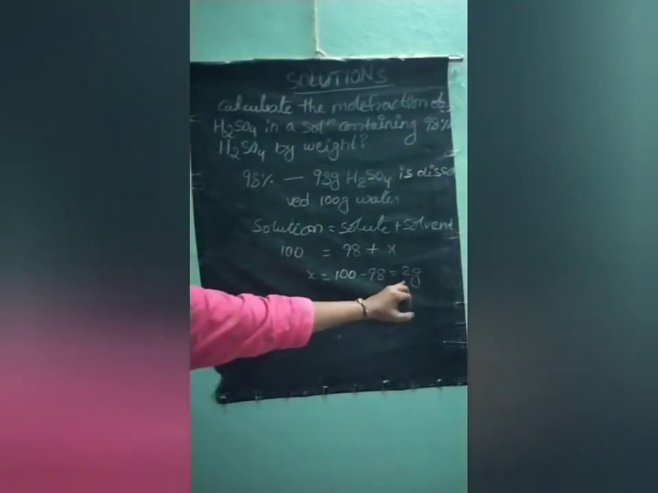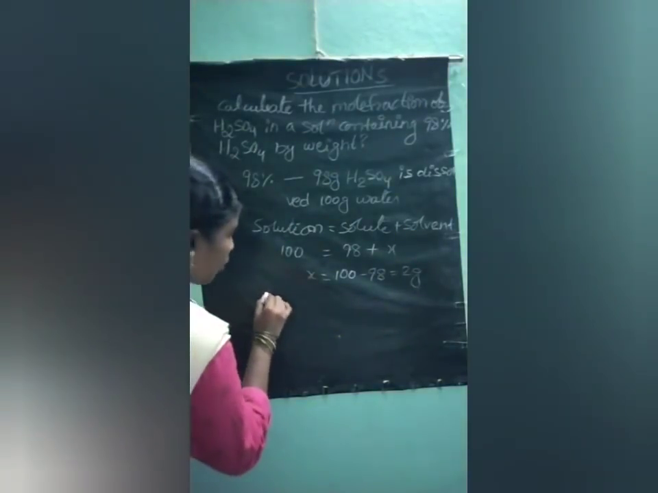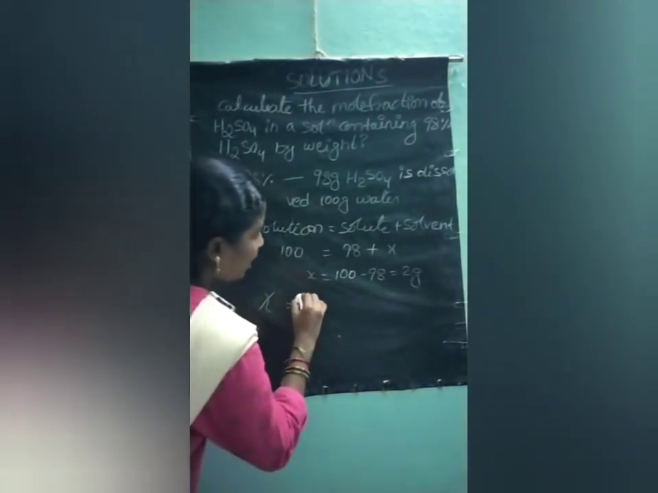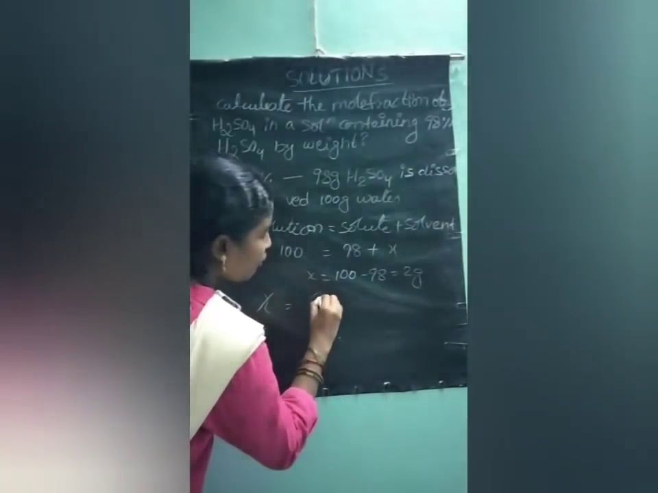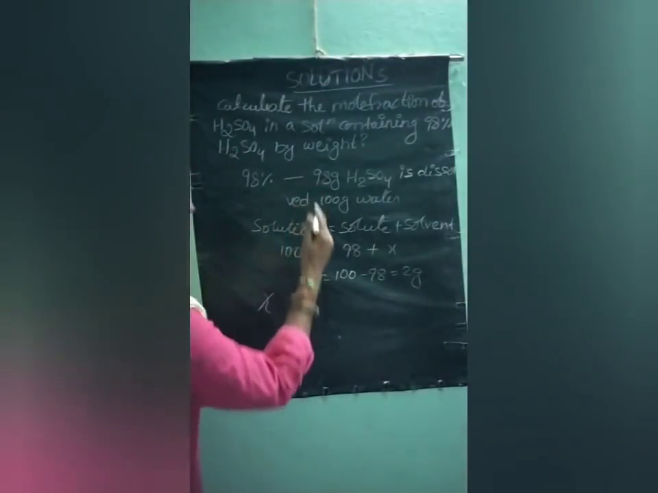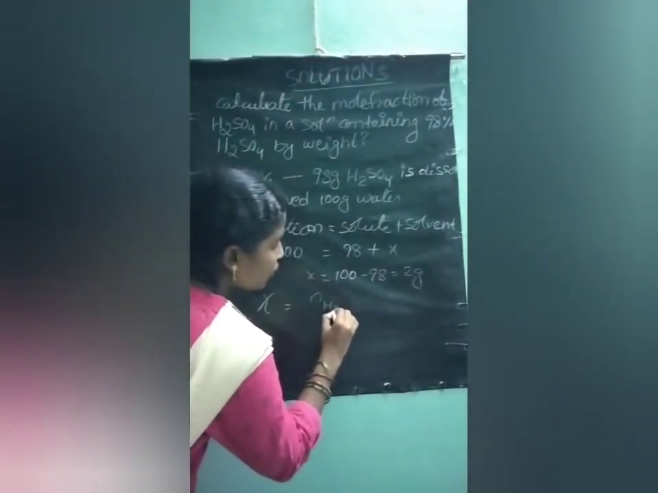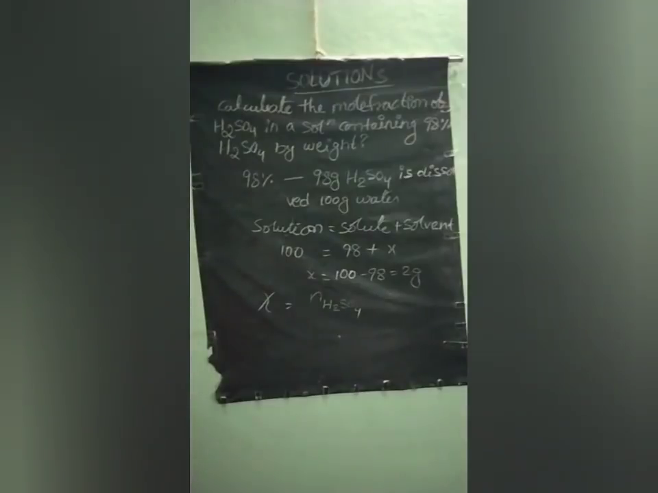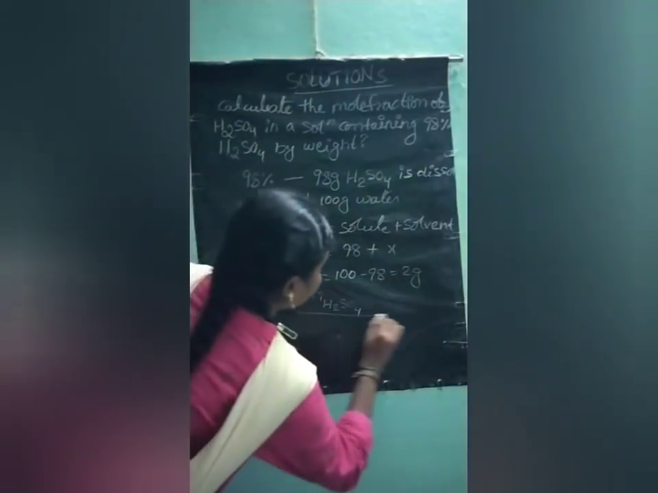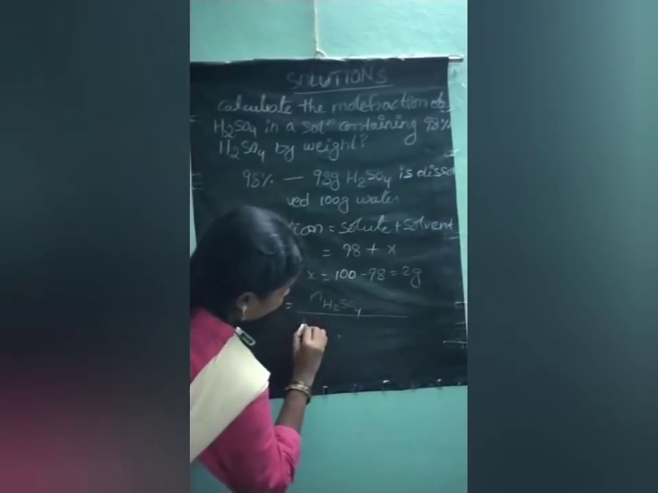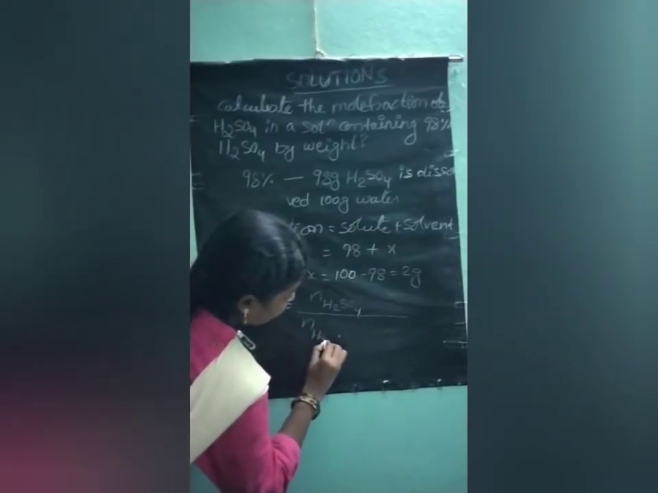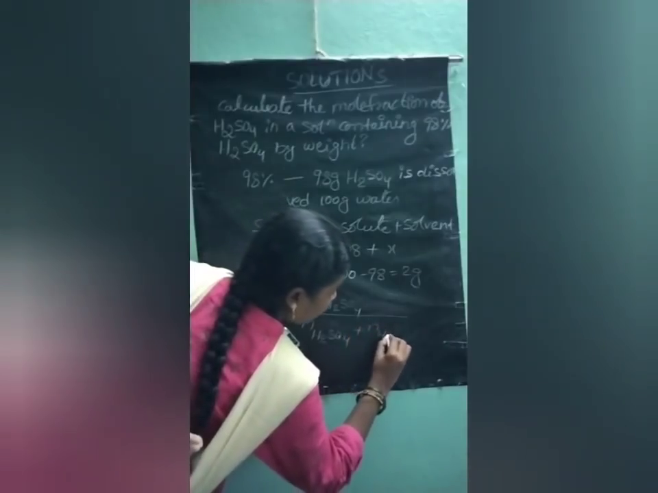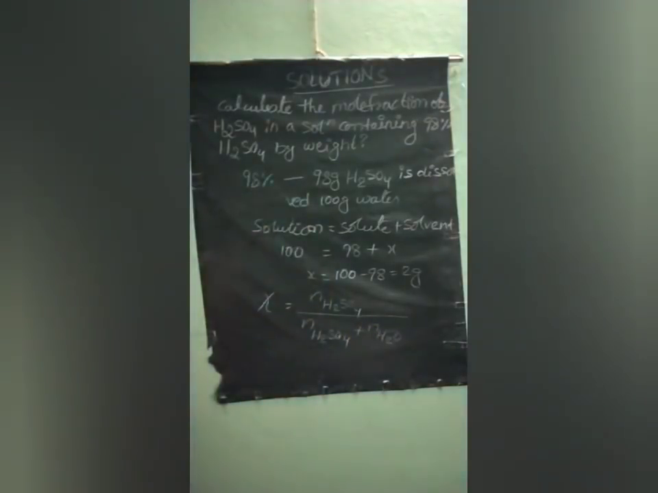Weight of the water is 2 grams. So calculate the mole fraction. What is the formula? Mole fraction of sulfuric acid is the number of moles of sulfuric acid by the number of moles of all components, so the number of moles of sulfuric acid plus the number of moles of water. Okay, this is the formula.